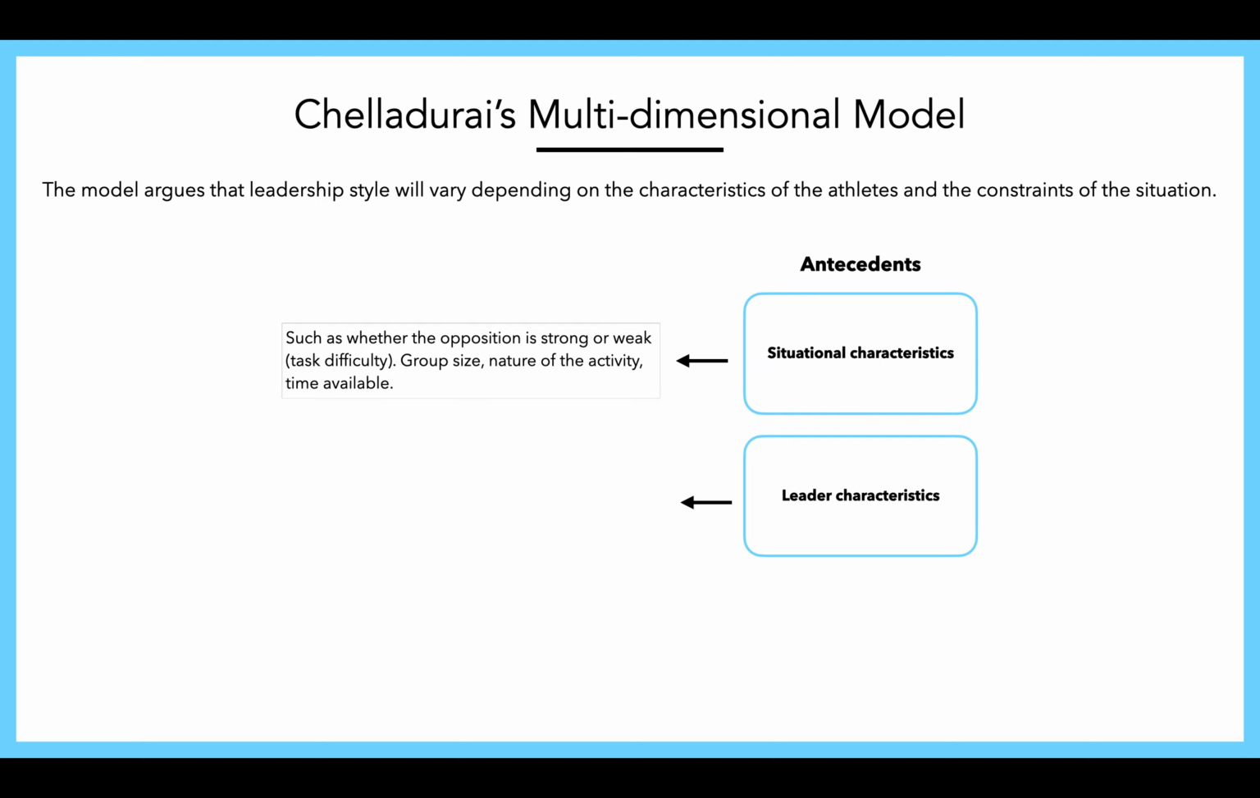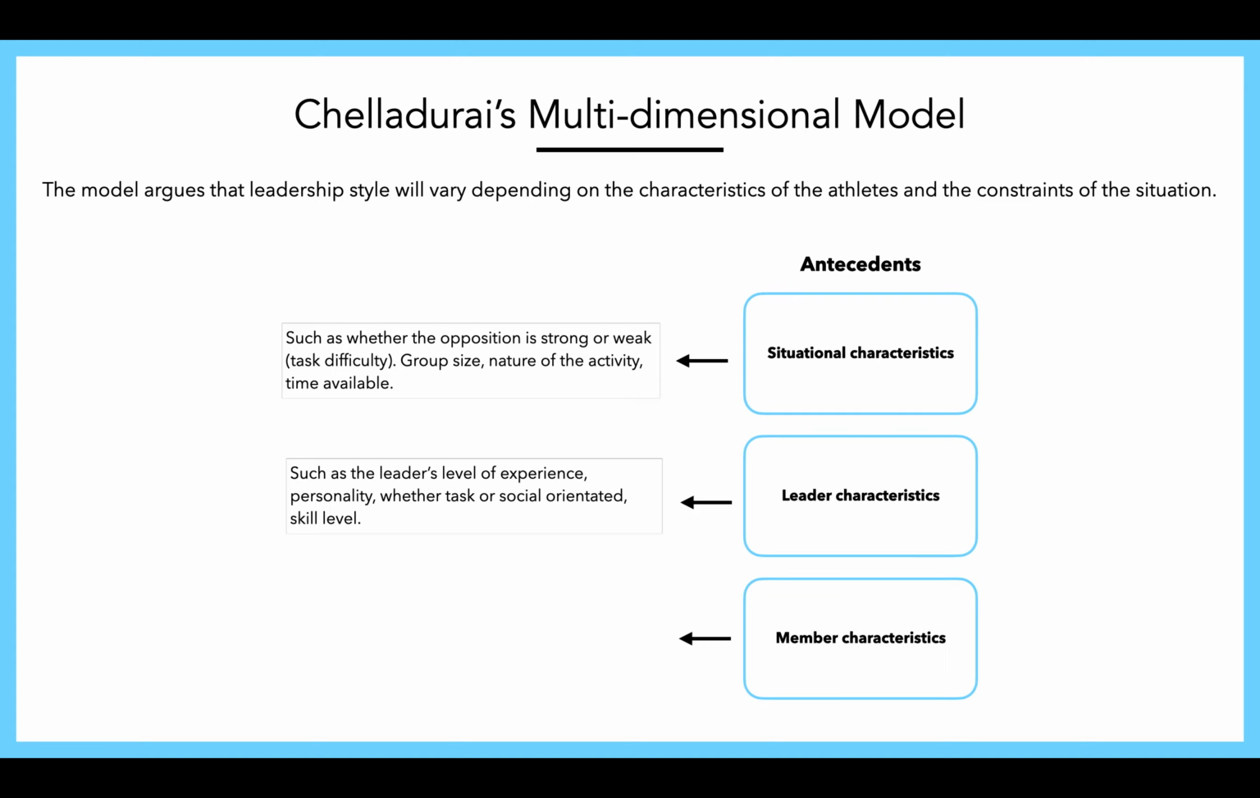Okay, leader characteristics. So the leader's level of experience. Have they been doing it for years? Are they relatively new? What's their personality like? Okay, are they task or social orientated? What's their skill level like as a coach, as a leader? And then we have member characteristics. So are your team experienced? What's the gender? How old are they? Are they motivated? What's their ability? And what is their personality? Are they anxious? Are they calm? Okay, so that's the antecedents, that's the factors that affect.